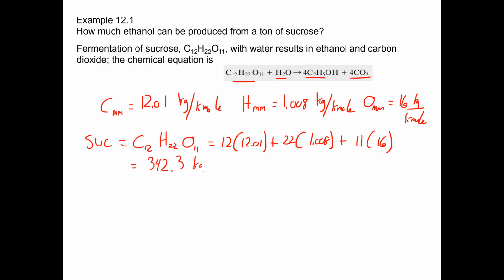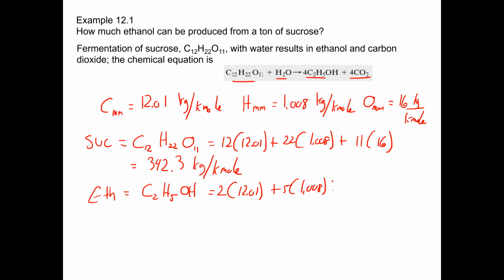And we could do the same thing for ethanol, which is C2H5OH. So it would have 2 times 12.01, plus 5 times that of hydrogen, plus 1 of oxygen, plus 1 more hydrogen. That would give us a total molecular weight of 46.07 kilograms per kilomole.